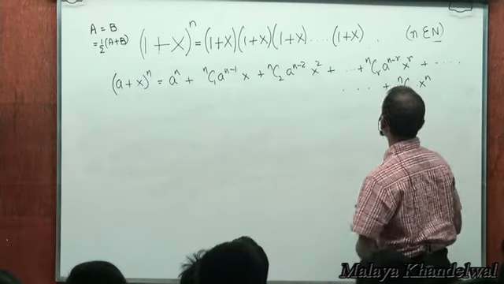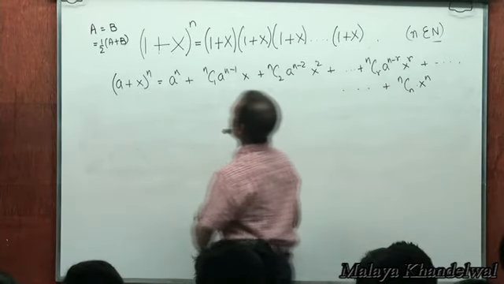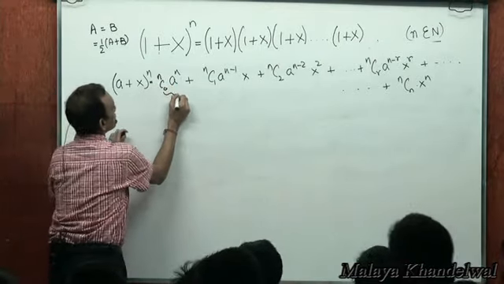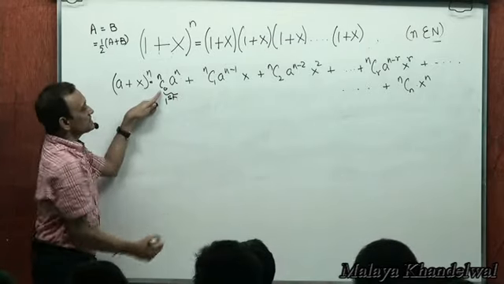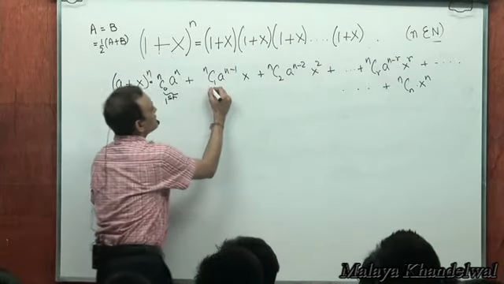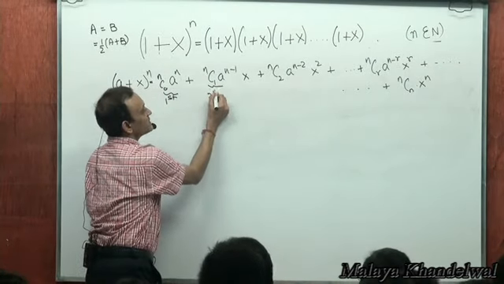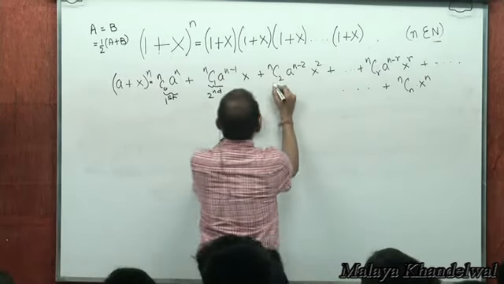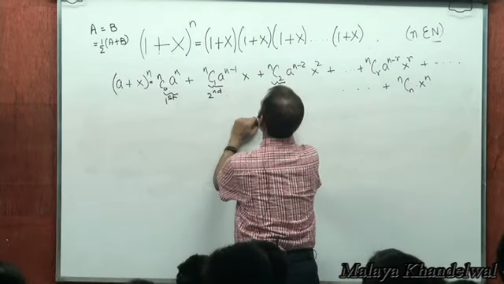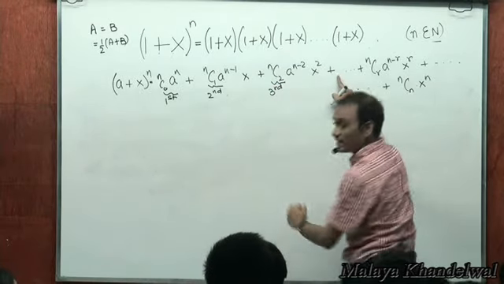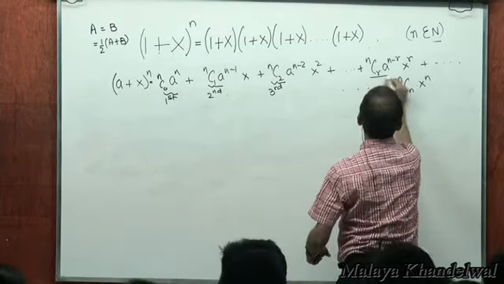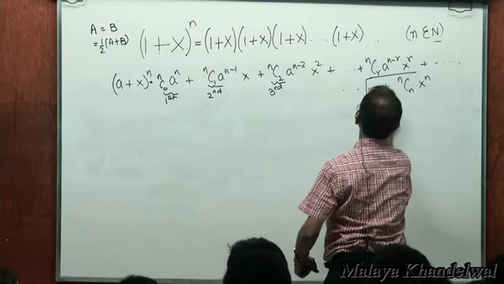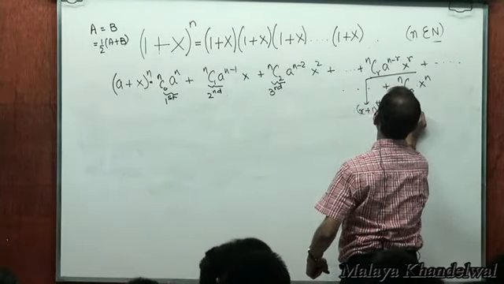Now, the first term starts with nC0. The second term starts with nC1. Right? The third term, when it's nC2, then it's the third term. When it's nC3, it's the fourth term. When it's nCr, it must be the r plus 1th term. This must be the r plus 1th term. Yes or no?